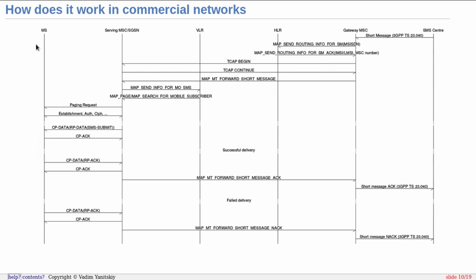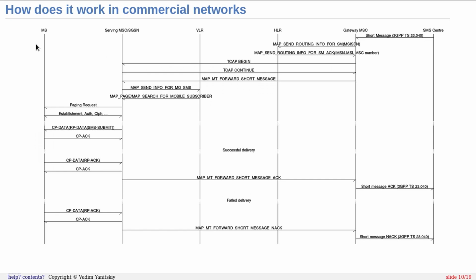In case of mobile terminated SMS, things get more complicated. First of all, the SMS center forwards the mobile terminated message to the gateway MSC. Then the gateway MSC needs to know which MSC to contact, where the subscriber is for whom this message is going to be forwarded. So it contacts the HLR using MAP send routing info for short message, as far as I remember. It indicates the MSISDN of the subscriber, and the response should contain either the IMSI or the LMSI, which is a kind of TMSI but on the MAP side, and the MSC number that we need to establish a TCAP transaction with.